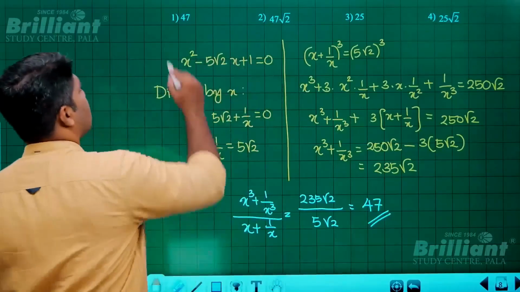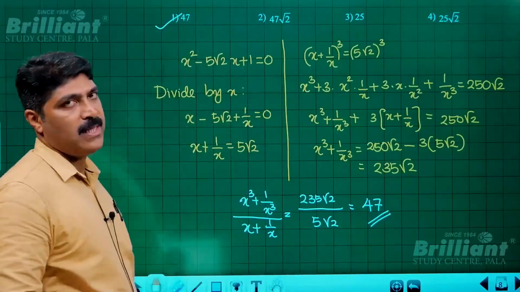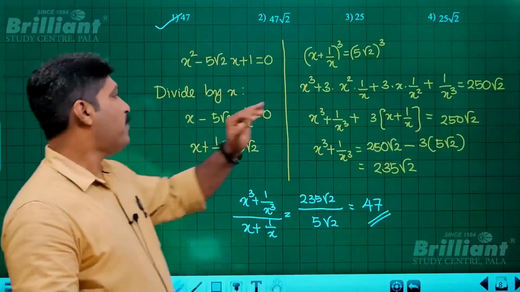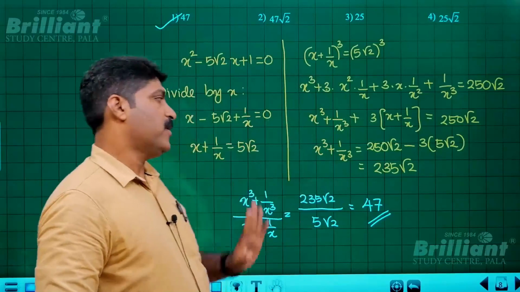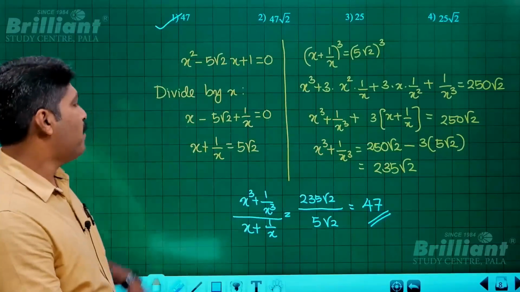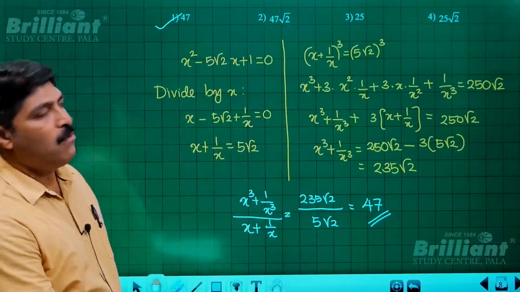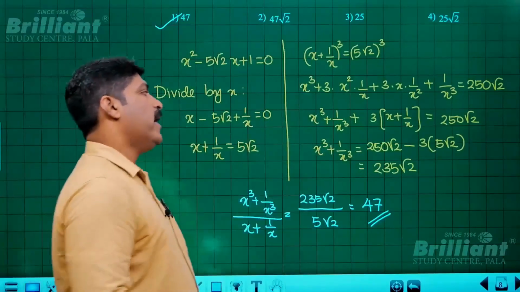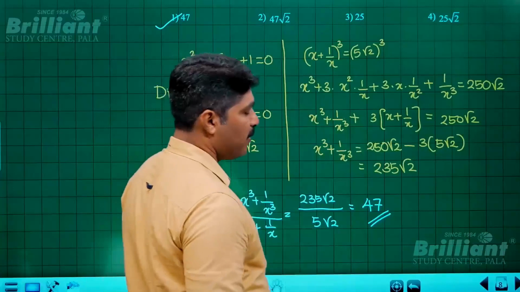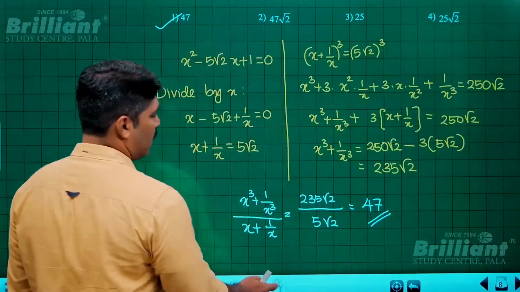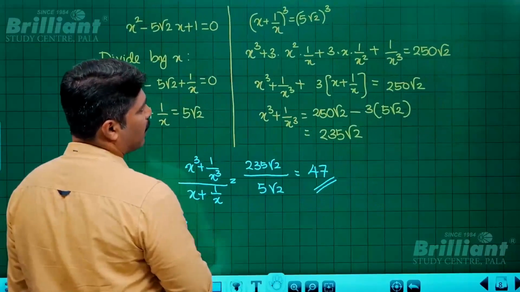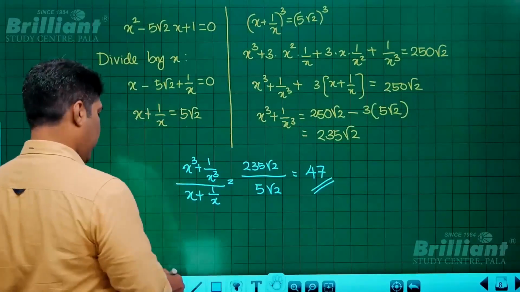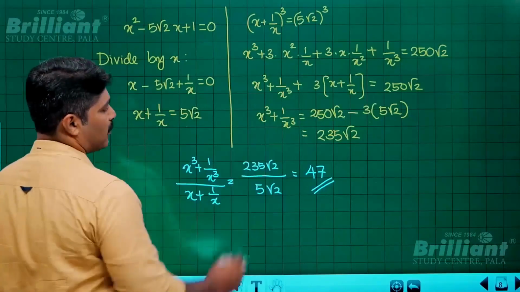So what is the answer of this question? That is equal to the first option. Here, instead of doing this many operations, we can directly find out from x plus 1 by x the value of x cube plus 1 by x cube. While considering the second step of operation, we have to consider the tricky way to find out x cube plus 1 by x cube from x plus 1 by x.